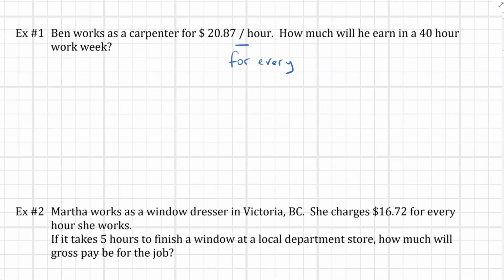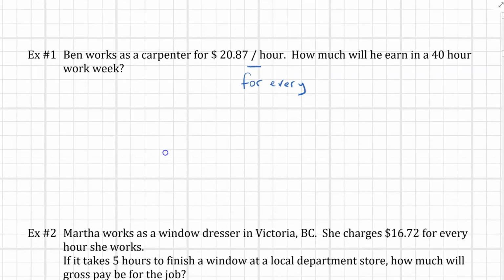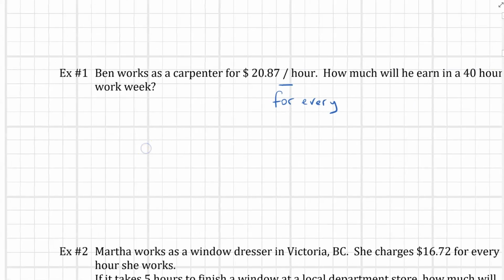So 40 hours, by the way, if you work Monday through Friday, 8 hours a day, that's a regular work week. Here's one way to set this up, and there's more than one way to do it. I'm going to say he makes $20.87. In how long? In 1 hour. So I'm going to set this up as a ratio, and we're going to solve by using two ratios that are equal.